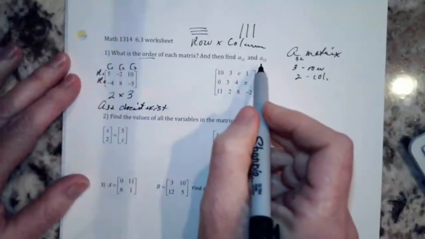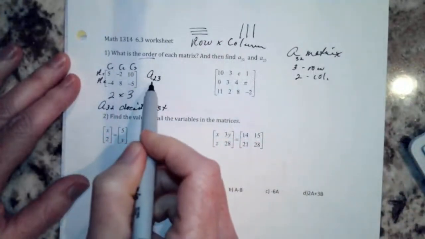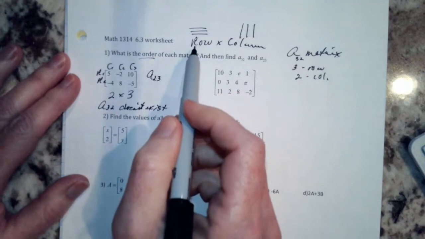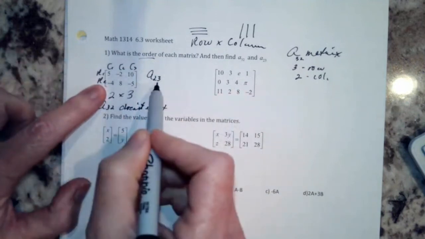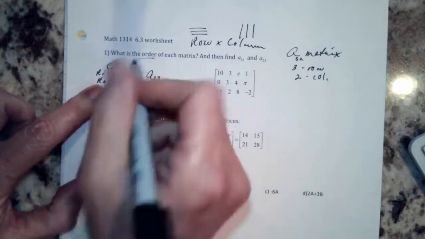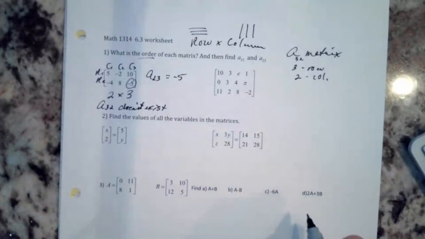The other thing they want us to find is A sub 2, 3. So that would be in this matrix. We're looking for the second row. Rows always come first, get named first. We're looking for the second row, this row, and the third column, 1, 2, 3. So right there, A sub 2, 3 equals -5.